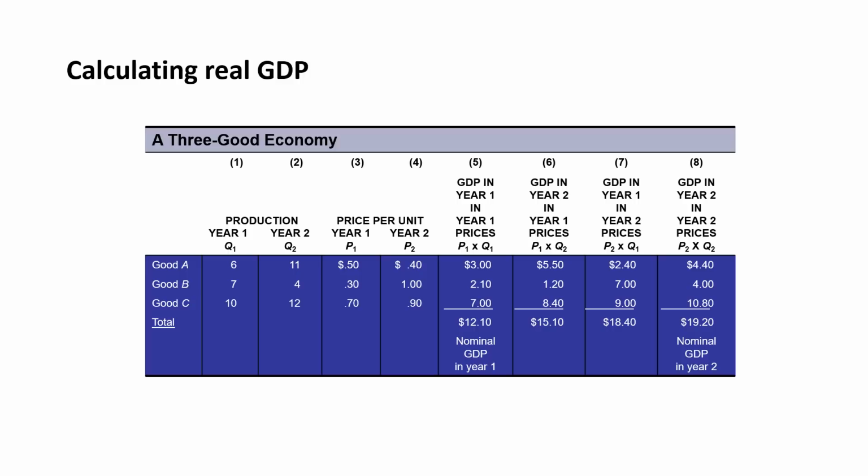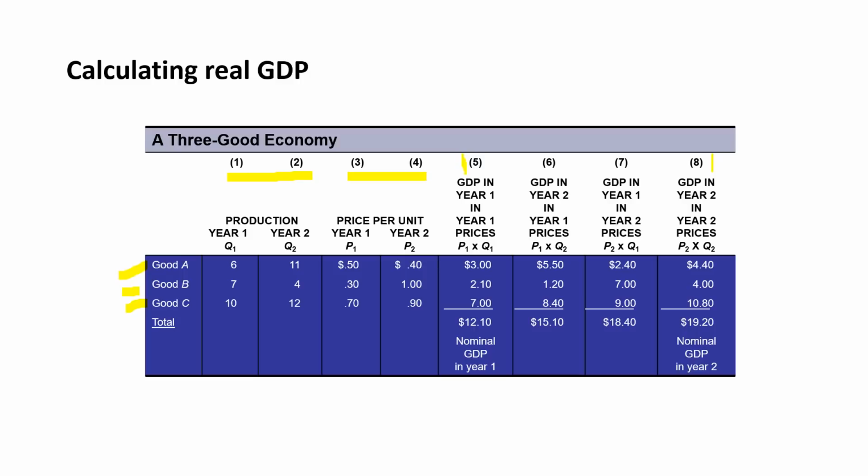Now let's look at this example. We have three types of product: A, B, and C. In columns 1 and 2, we have quantity for year 1 and quantity for year 2. And the same in columns 3 and 4, but the price: price in year 1 and price in year 2. Okay. Now we need to calculate from column 5 to column 8.